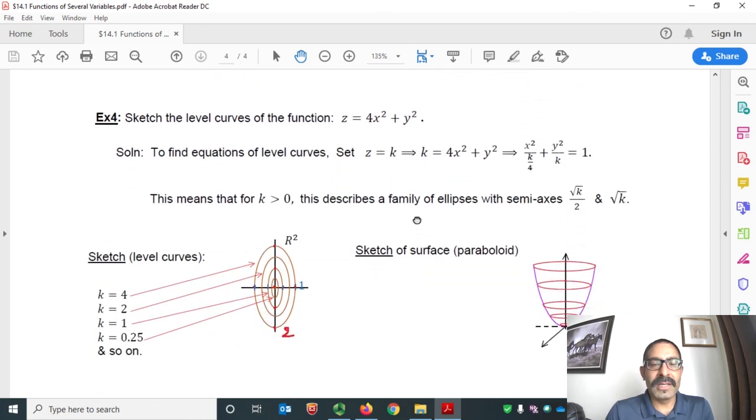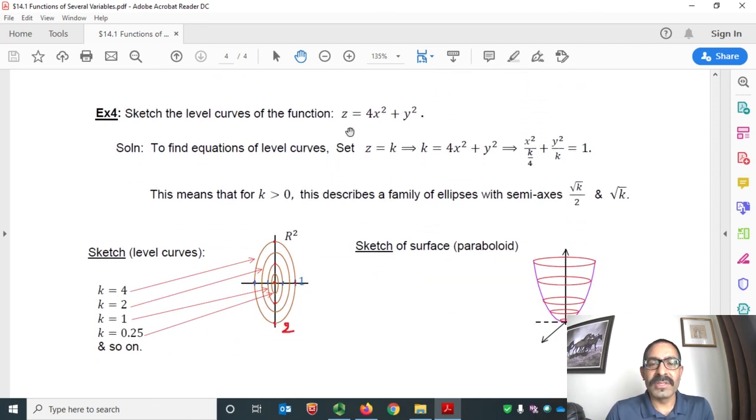Example 4. Sketch the level curves of the function g equals 4x squared plus y squared. First, to find the equation of the level curves, set g equal to the constant k. Then simplify. It gives us x squared over k/4 plus y squared over k equals 1. That means it's an ellipse where the x-intercept is plus or minus radical k over 2 and the y-intercept is radical k.